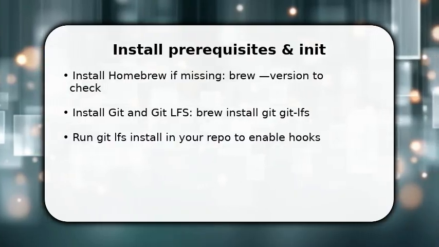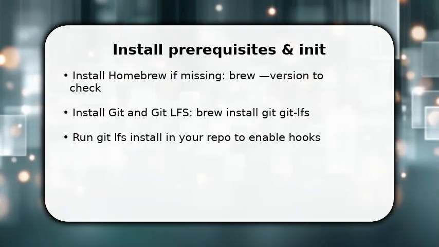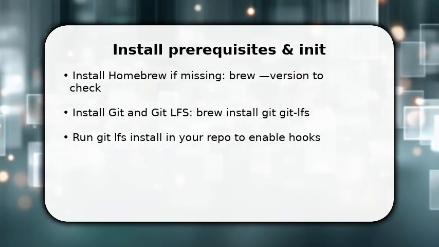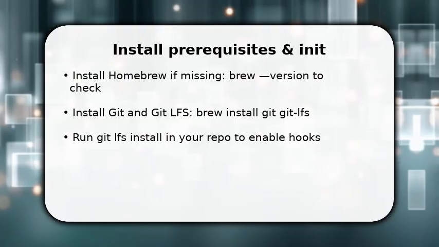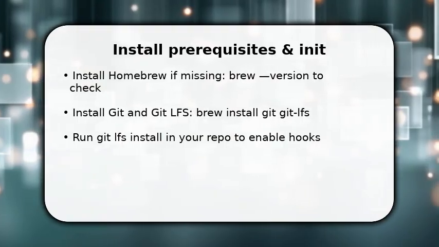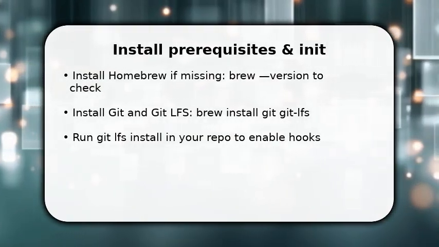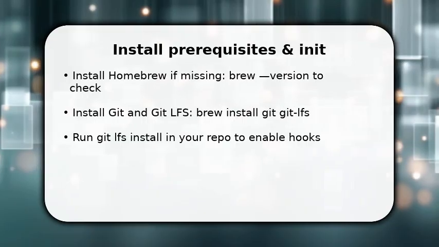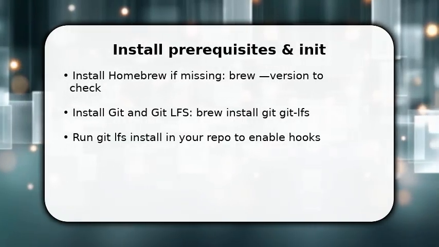You'll start by getting prerequisites in place quickly. First, confirm Homebrew and Git are available. If not, install them. Once done, run brew install git-lfs to get the LFS client. Then navigate to your repository and execute git lfs install to set up the Git hooks and global config.